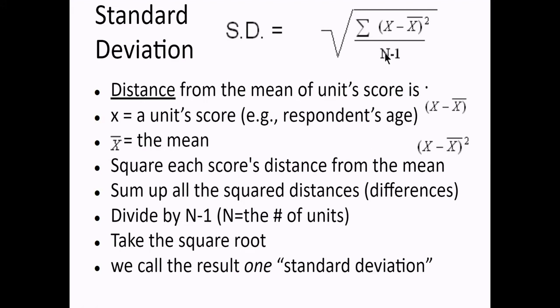Why do we subtract 1 from the n? Well, it's something called Bessel's correction. It's a statistical tool that researchers use for a couple of reasons. Don't worry about it. I'm not going to try to explain that.